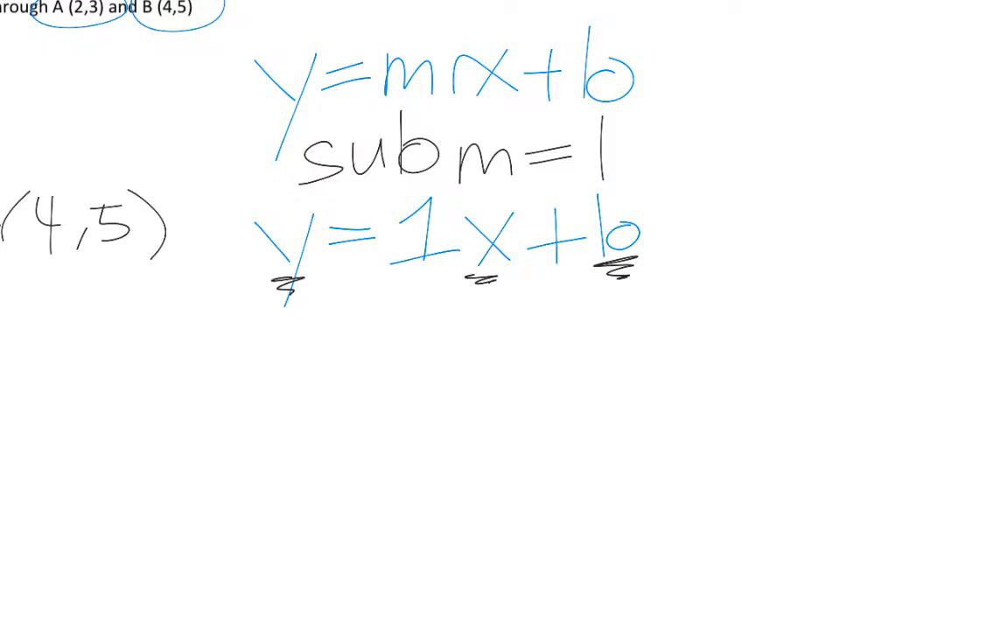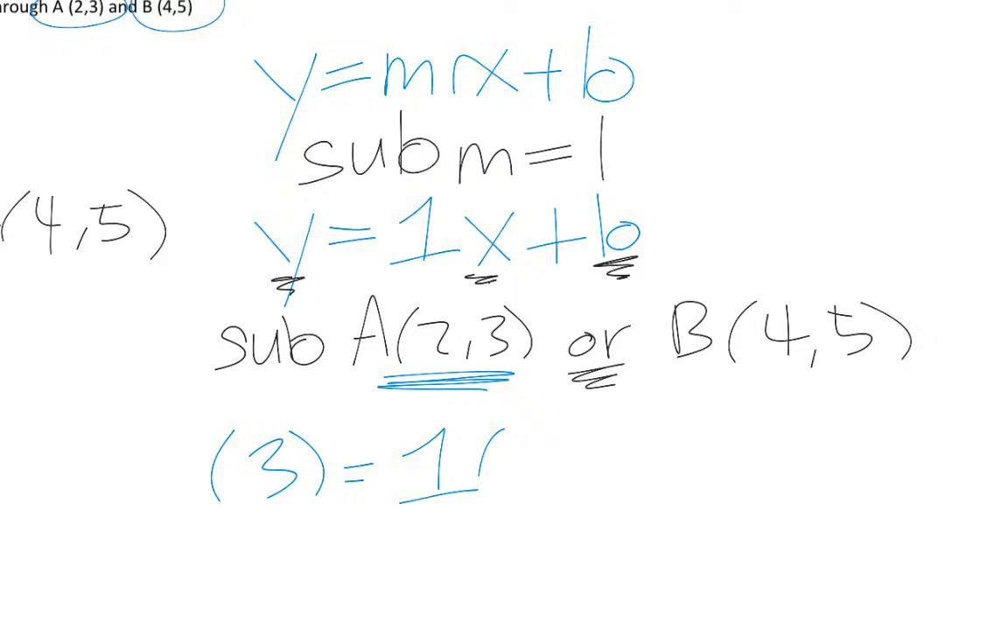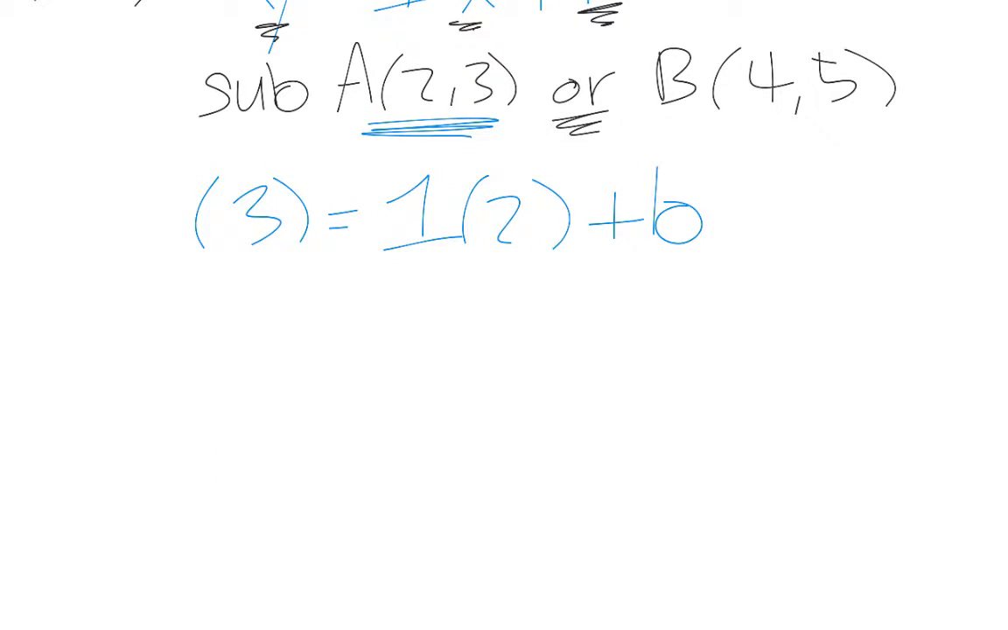So I'm going to write that down. Sub point A, which is 2 and 3. Or you can sub point B, which is 4 and 5. The choice is yours. You'll get the same answer either way. I'm going to use point A, so y is going to be 3, x is going to be 2, and everything else stays the same. The math here should be pretty simple.